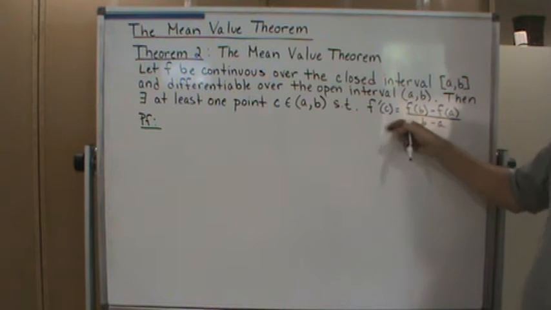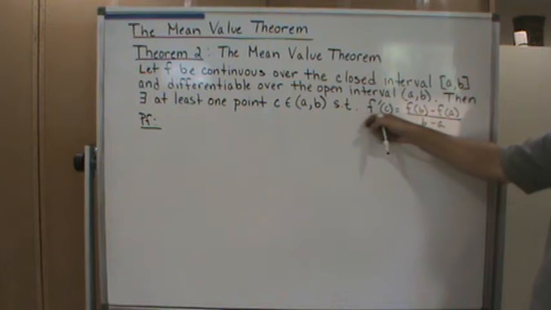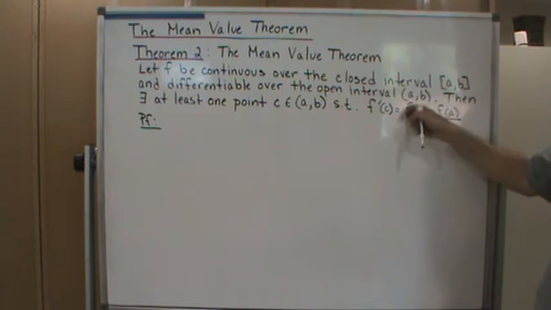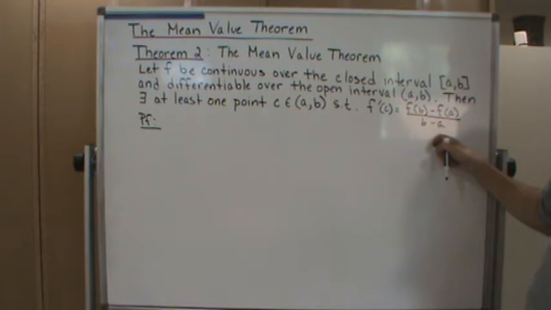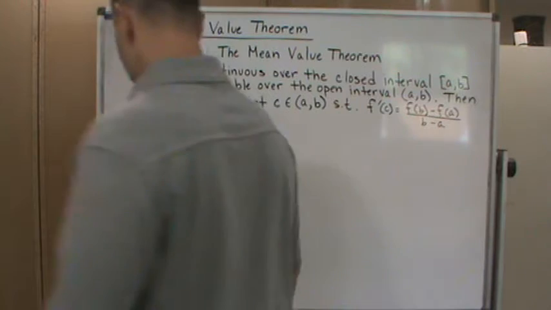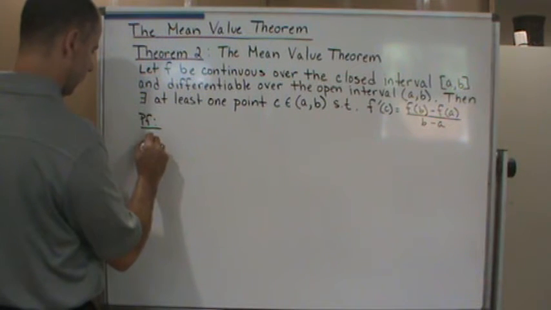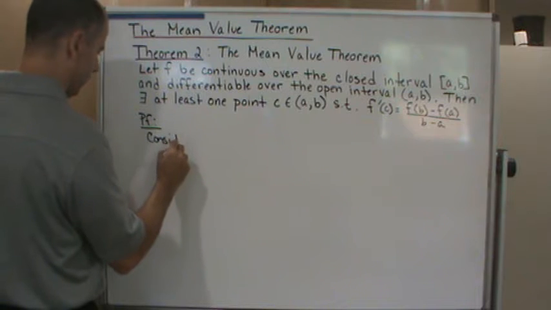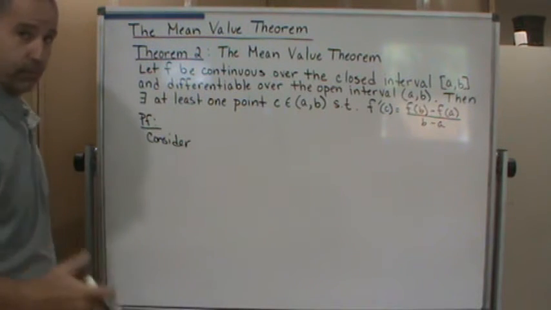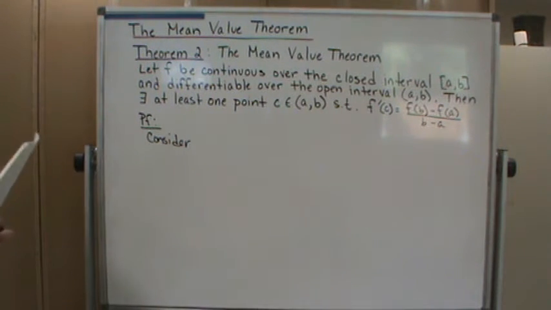In other words, the slope of the tangent line at c will equal the slope of the secant line that connects the endpoints. Okay, now here's the proof. So let's consider, and again, keep in mind that Rolle's theorem sets the stage for what we're going to do. So the proof follows from Rolle's theorem.